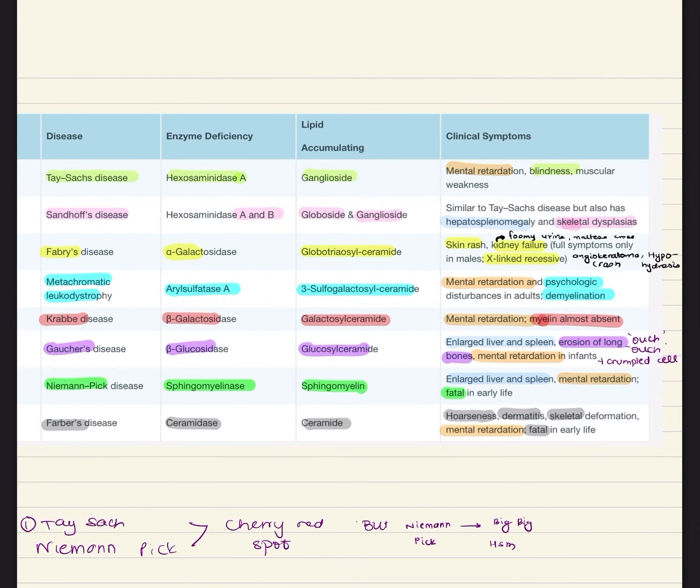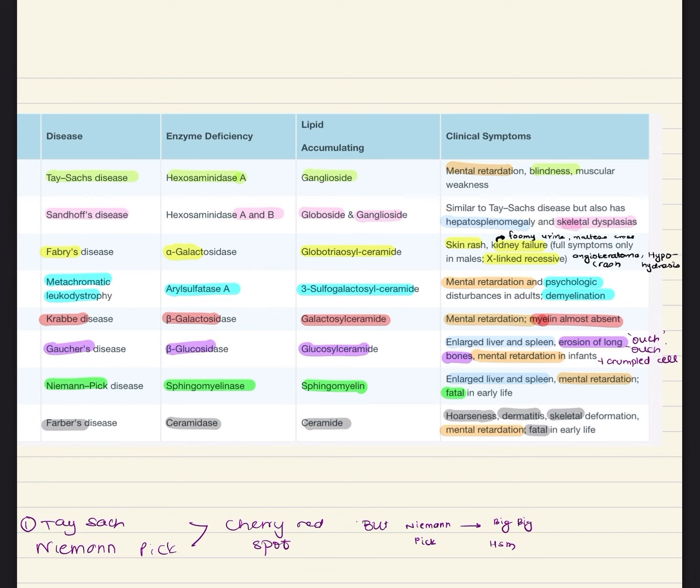Next you have metachromatic leukodystrophy. What is the enzyme deficiency? It is arylsulfatase A. Accumulating is 3-sulfogalactosylceramide. And what you get in this is demyelination. So whenever they say that this person has demyelination, it is metachromatic leukodystrophy.